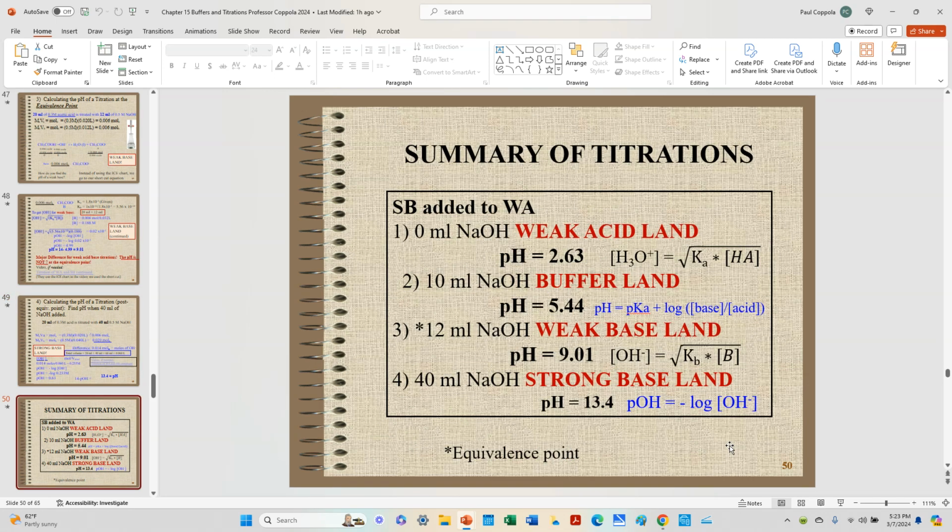So that's a recap of what we did and the equations that we used. In the first step, we were in weak acid land, so we had to use that equation. Then we were in buffer land, so we had to use that equation. Then weak base land, we had to use that equation. And then strong base land, we used that equation. So we actually used 4 different equations for each of the steps. And again, at the equivalence point, we're in weak base land. We're not at 7.